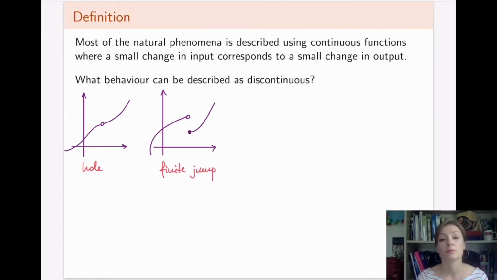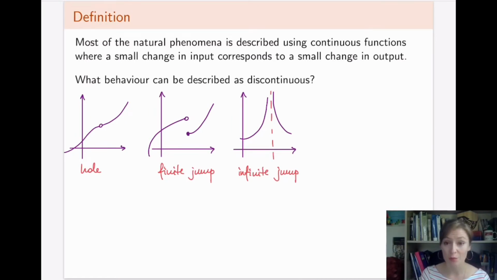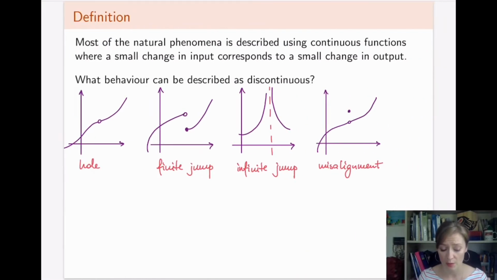Along the same lines is a finite jump, where I draw the little piece of the function first, pick up my pen, and then continue on. There's, of course, then an infinite jump, which is a vertical asymptote in this case. Then the combination of the first two is the one case that's probably a little harder to think about. We call it a misalignment. It's kind of like you tried patching up your hole, but you've patched it up in the wrong spot. So in order to draw the misalignment, I have to lift up my pen, draw the point in another spot, and then continue on in the other direction.